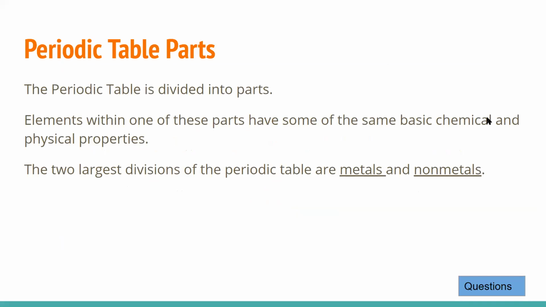First of all, the periodic table is divided into parts. Elements within one of these parts have some of the same basic chemical and physical properties. So if elements are near each other on the periodic table, they act similar. The two largest divisions of the periodic table are the metals and the nonmetals.